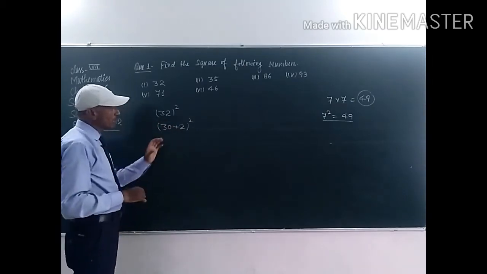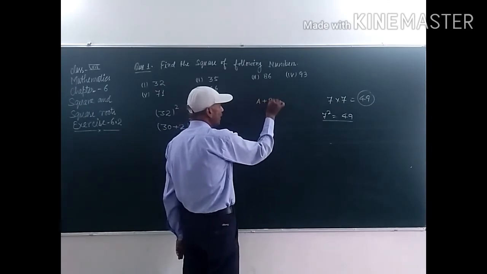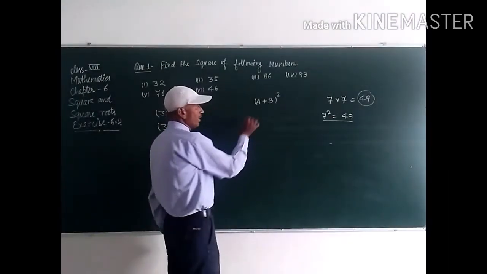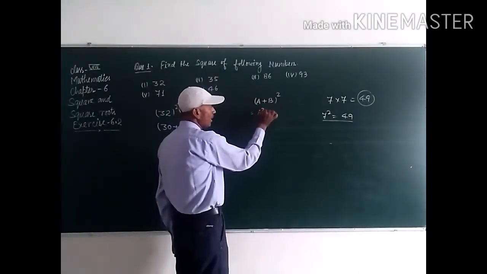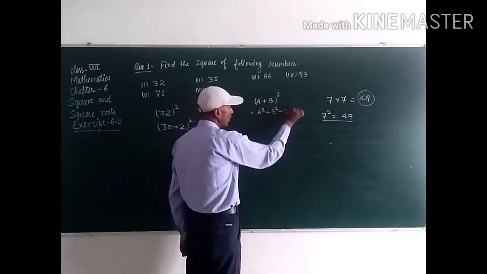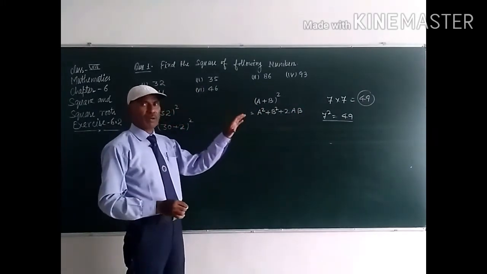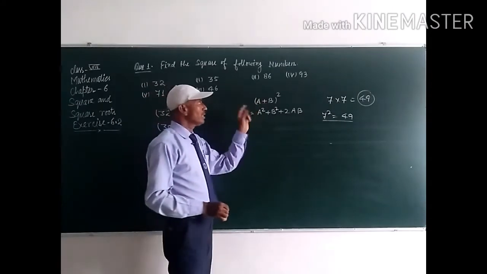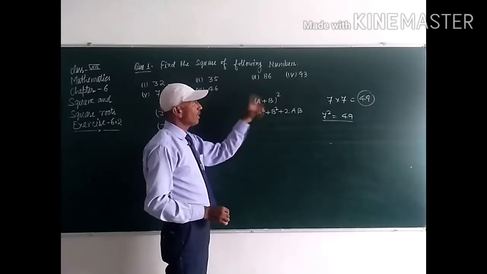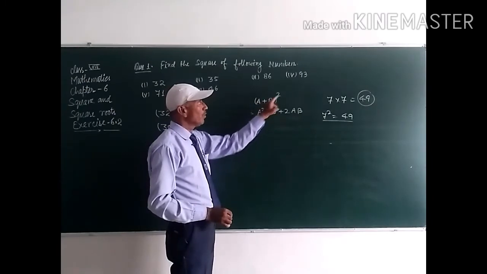Now we have to use a formula. If there are two numbers a and b, and we square a plus b, then a plus b whole square will be a square plus b square plus 2ab. This is an identity. This is a formula. In this there are two numbers a and b, and we have to find the square of a plus b, which means a plus b whole square.